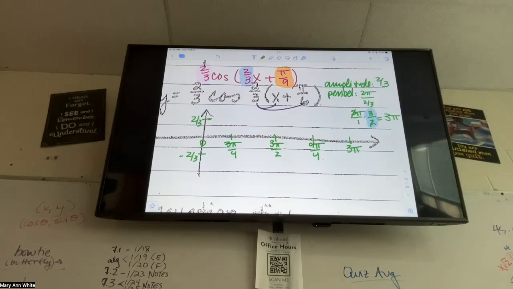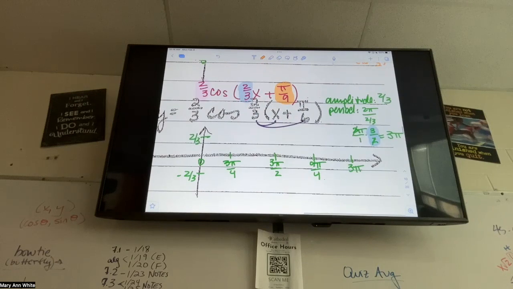Now, we do have a different starting point. We do have a different horizontal shift. So we can't just draw our box yet. Instead of starting on 0, am I moving left or right? Left, how many? Good, so we're going left pi over 9. Normally we start at 1, 0, or 0, 1. Normally we go from 0, 1. Instead, I'm going to be at left pi over 9, so I'm going to be at negative pi over 9. And instead of being at 1, we're doing our amplitude at 2/3.